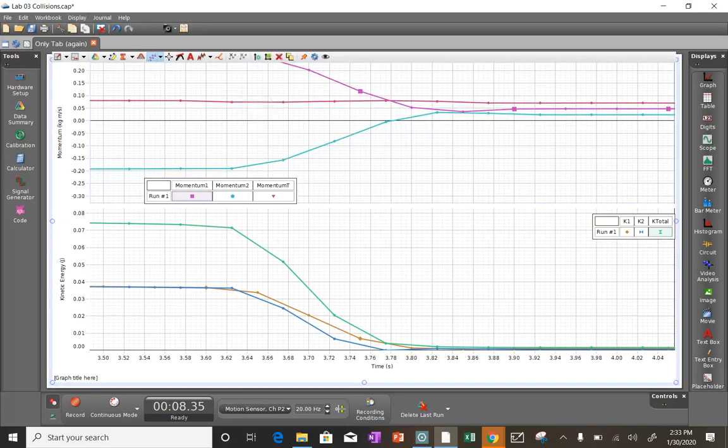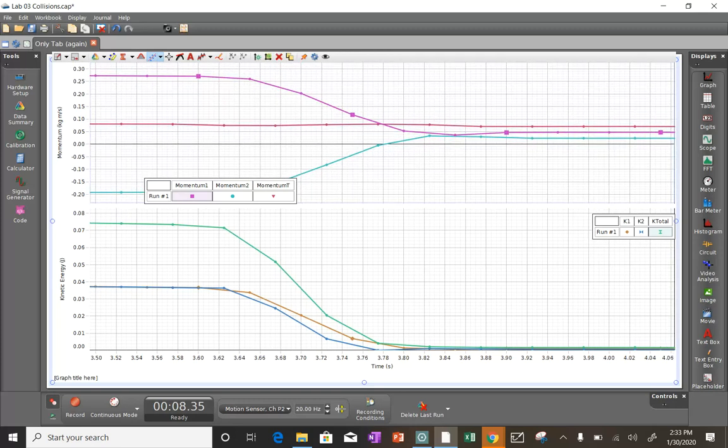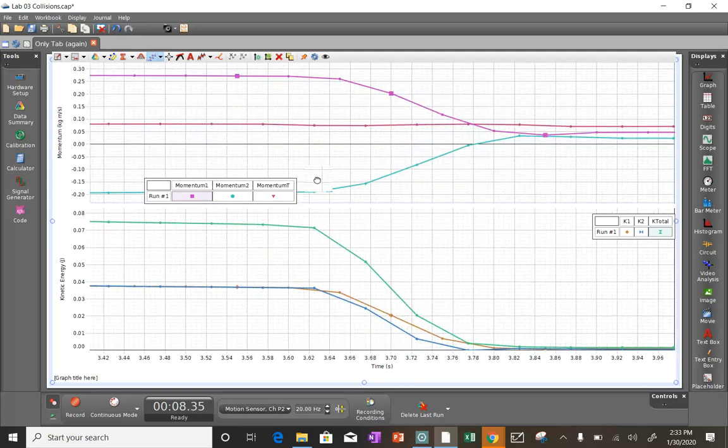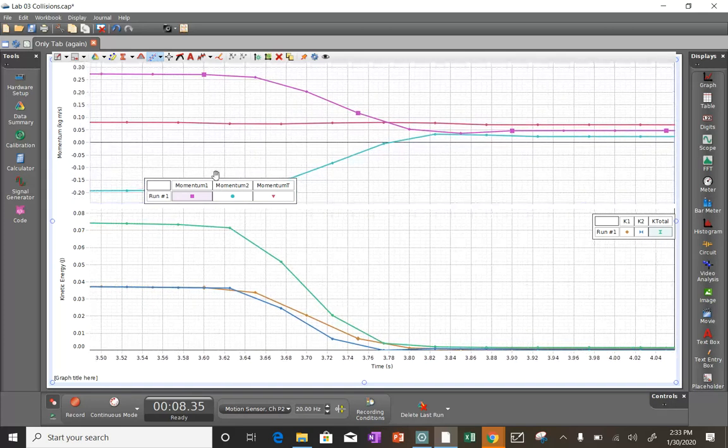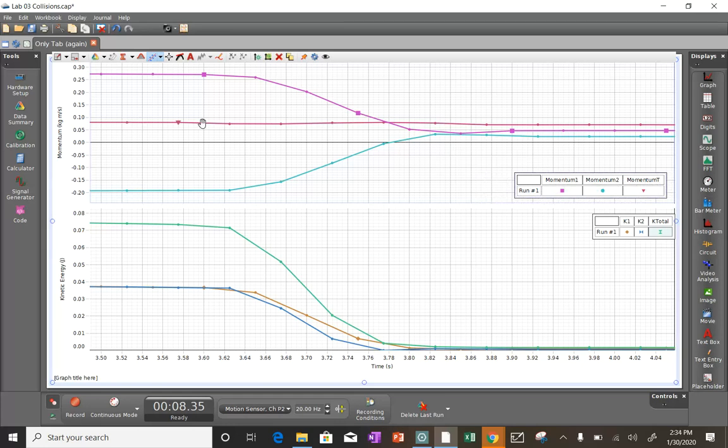By the way, you do want to scale these so it takes up pretty much the entire vertical and horizontal space. I don't want this on top of my graph, so I'm trying to grab this thing so I can move it. There we go. So was my total momentum, this red line, did it stay constant or did it go up or down?